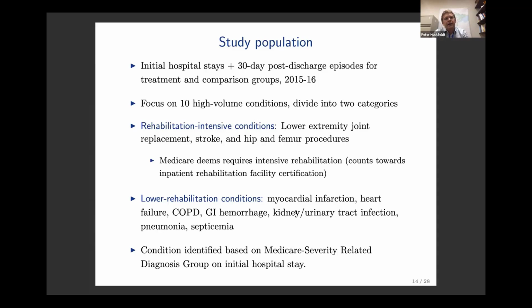We're focusing on hospitalizations for 10 conditions that have really high volumes of hospitalizations. And we divide them into two categories. The first category are conditions that Medicare deems as requiring intensive rehabilitation. These are conditions that actually count towards an inpatient rehab facility being certified as an inpatient rehab facility. And then we have the second group of lower rehabilitation conditions. And we identify these conditions based on the Medicare severity diagnosis related group that we see on the initial hospital claim.